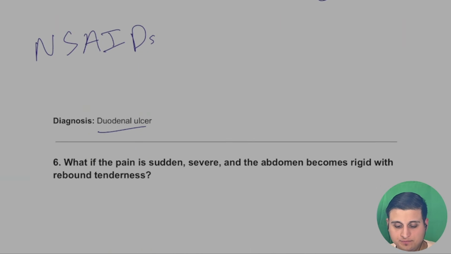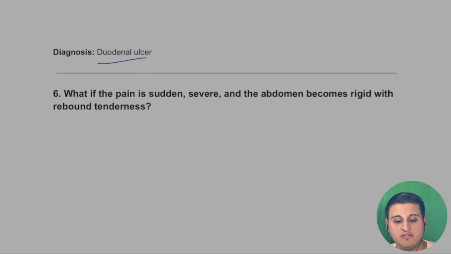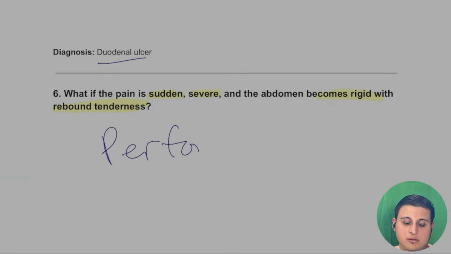All right. Moving on to this next one. What if the pain is sudden, severe, and the abdomen becomes rigid with rebound tenderness? Now we probably had some sort of perforation, right? We've officially gone beyond what this initial duodenal ulcer might have been. And now we officially have something worse, like some sort of perforated ulcer, or if it's somewhere lower in the GI tract, maybe it's some sort of perforation in the colon, but this is a perforation in general. All right. Perforations are extremely painful.